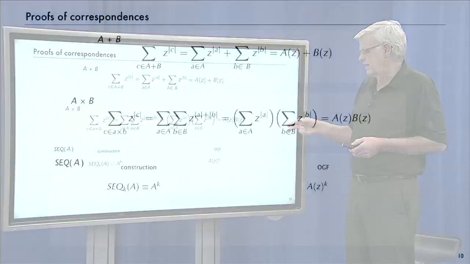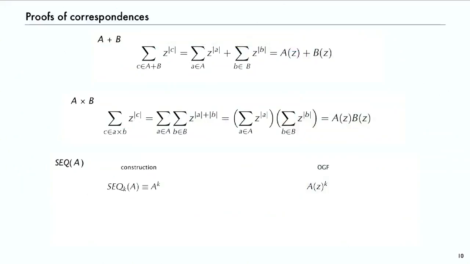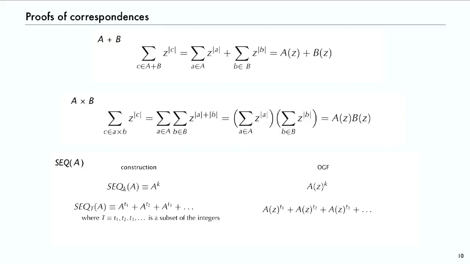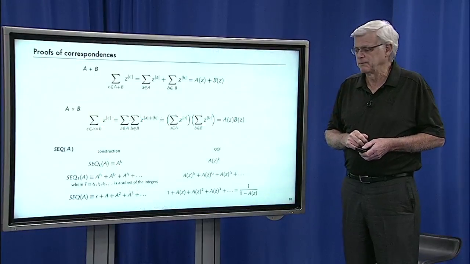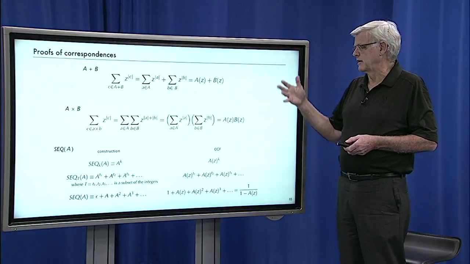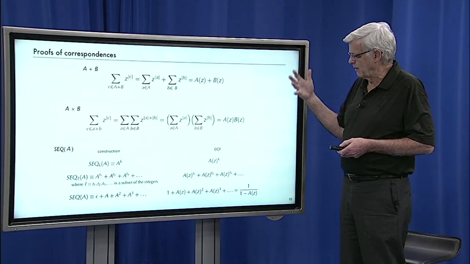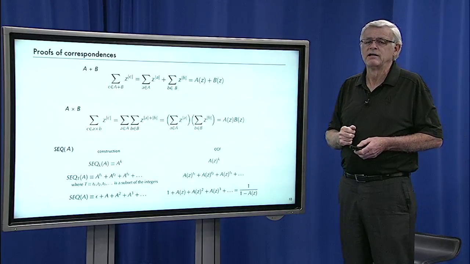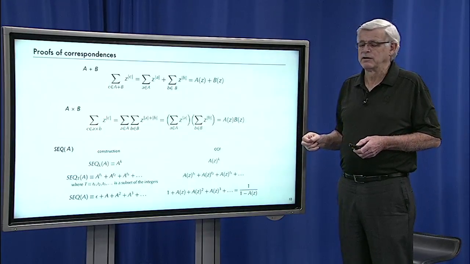And for sequence, well, if you take a sequence of size k, then just extending the product operation, you get A of z to the k. And sequence is 0 plus 1 plus so forth, actually for any sequence of integers. And so if you take any size, it's just 1 plus A of z plus A of z squared, and so forth, which is just 1 over 1 minus A of z. So that's the correspondences for the basic operations that show that if we apply one of these operations, then we immediately imply a relationship on the generating function.